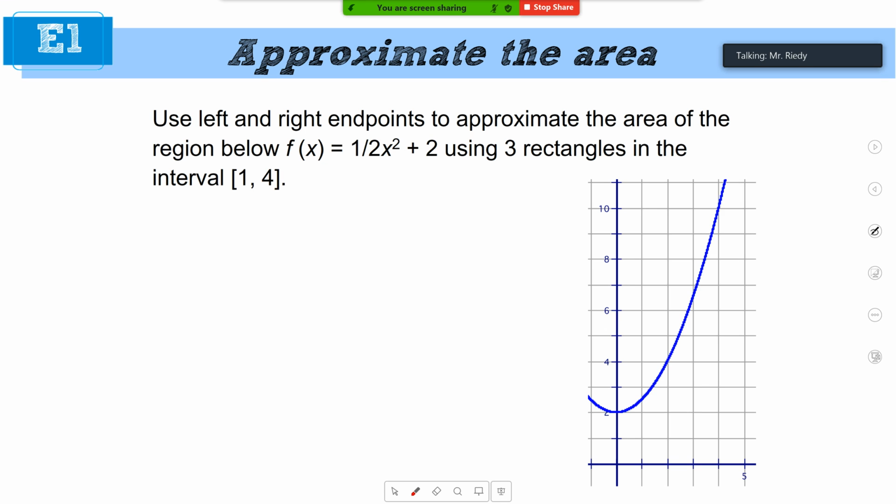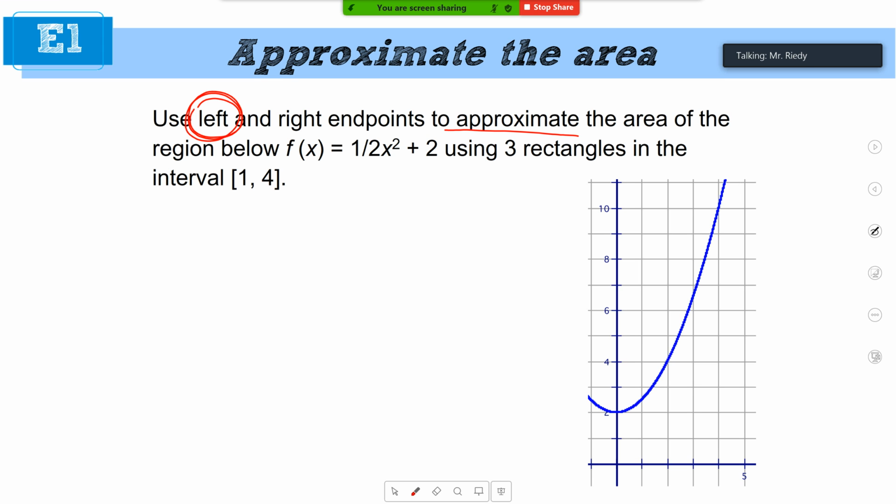Okay, so let's look at an example here. I've got this parabola, 1/2 x squared plus 2. I'd like to use 3 rectangles to approximate, and that's another important thing here, approximate the area under the curve. So we'll do the left-hand rectangles in red, and then I'll change colors and come back to the right-hand rectangles.